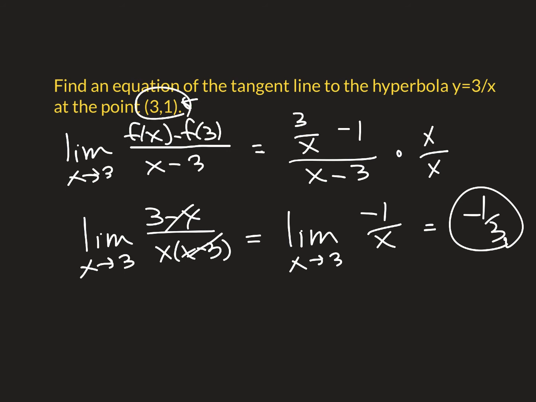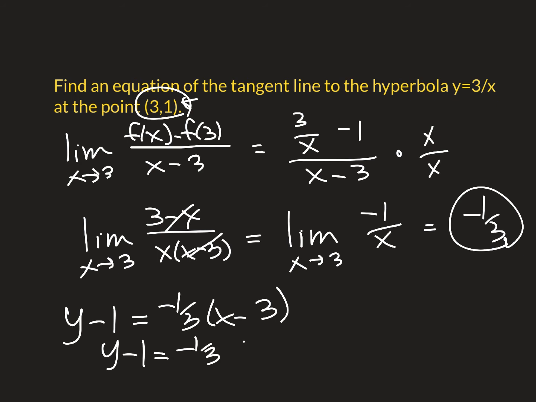So to find the equation, I'm doing y minus the y coordinate equals the slope times x minus the x coordinate. I'm going to distribute that negative 1/3. That'll be a positive 1. Move the 1 over, and I'll get negative 1/3 x plus 1. And that would be my equation of the tangent line right there.